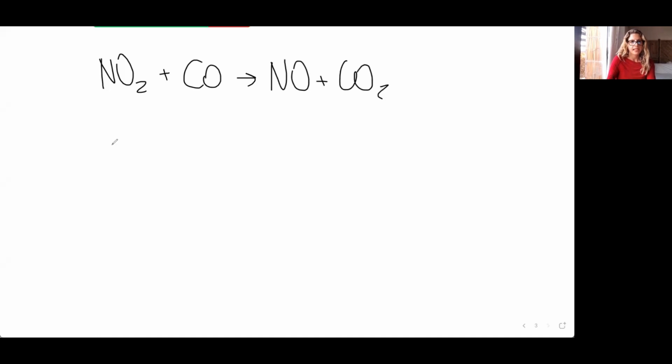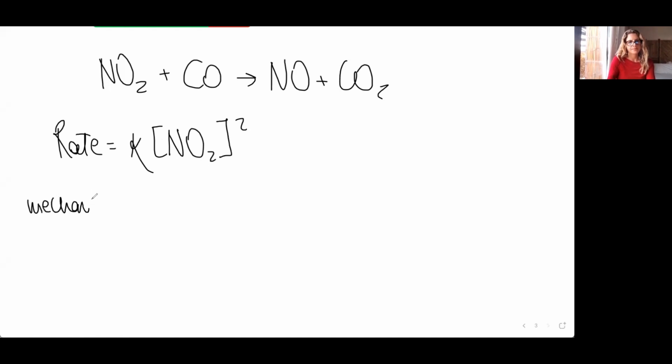Let's try one more. We have an equation. Let me write it down first. NO2 plus CO gives NO plus CO2. We have the rate equation, rate equals k times NO2 to the power of 2. We want to work out the mechanism. Your try.